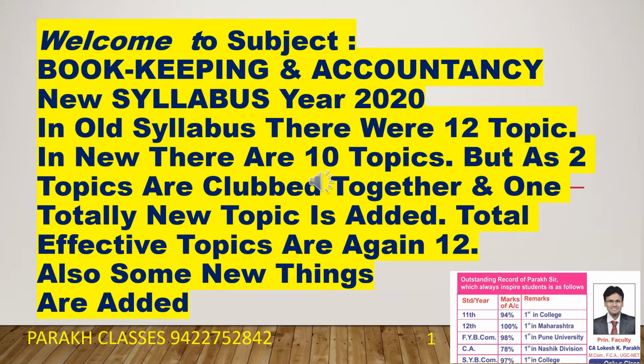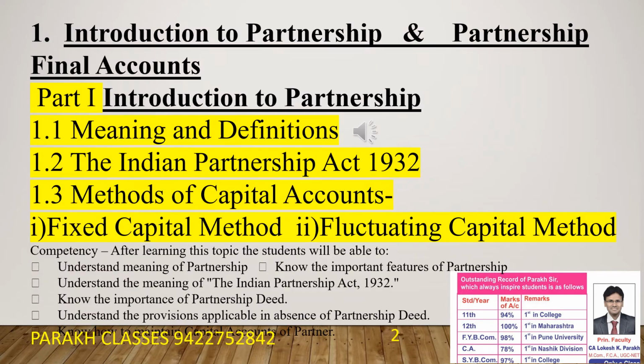In the old syllabus, there were 12 topics. In the new, there are 10 topics. So, you might feel that the syllabus is decreased, but it's not the case. As two topics are clubbed together and one totally new topic is added, the total effective topics are again 12. Also some new things are added, so all the best.